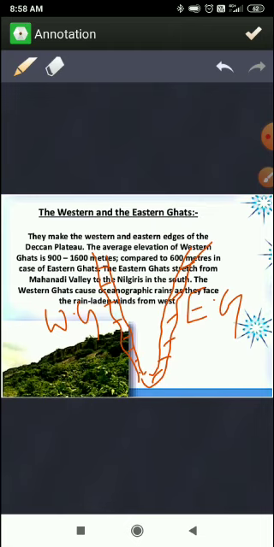As you know, there are three types of rain: convectional rain, orographic rain, and cyclonic rain. Orographic rain is very frequent in mountainous regions. Whenever the clouds burst, they turn to rain, and this is a very small amount of rain, and even the duration of this type of rain is very short. The Western Ghats cause orographic rain as they face the rain-laden winds from the west.